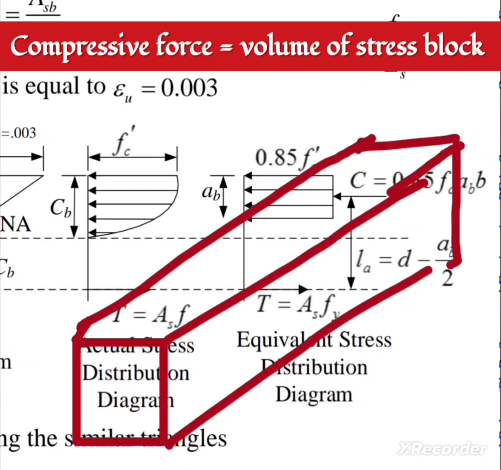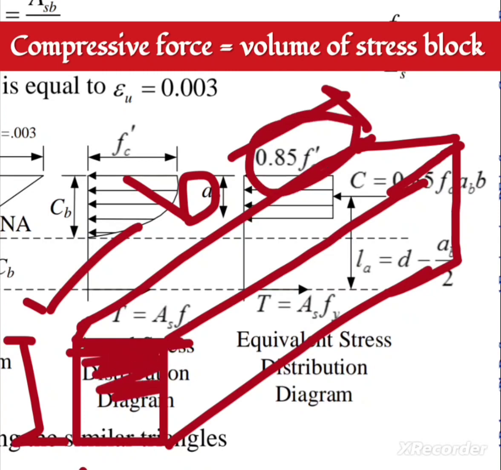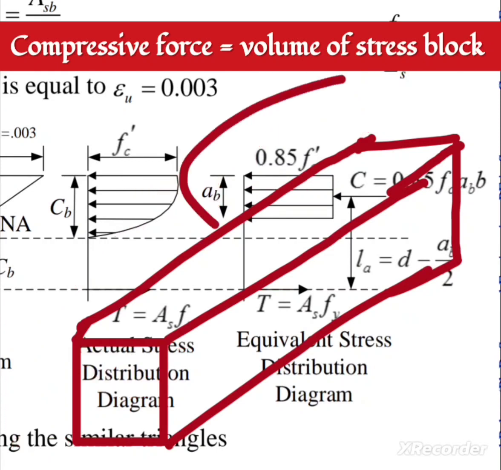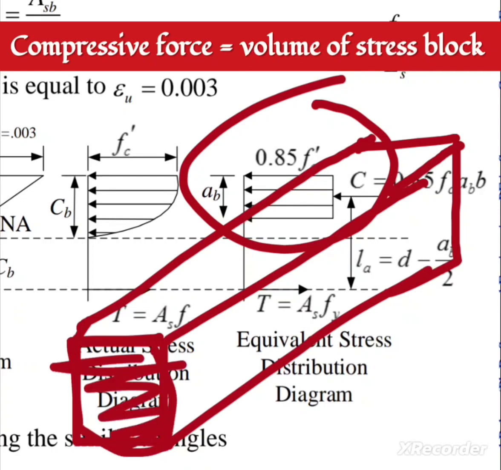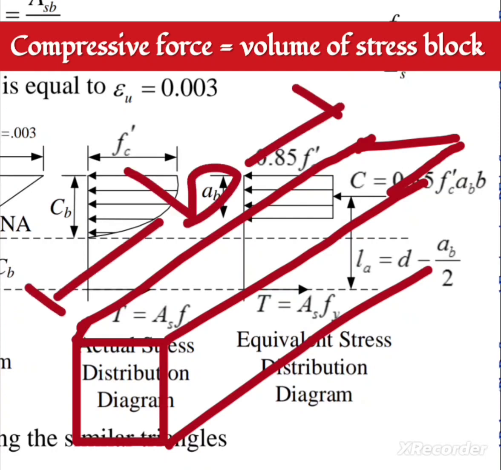This block will look like this in 3D view. This distance will be denoted by B, and the depth is denoted by A, since A or this distance is denoted by 0.85 f'(c). From here you can see that only 2D is given, only this region, which is 2D. I draw this 3D view, which has a length of B.